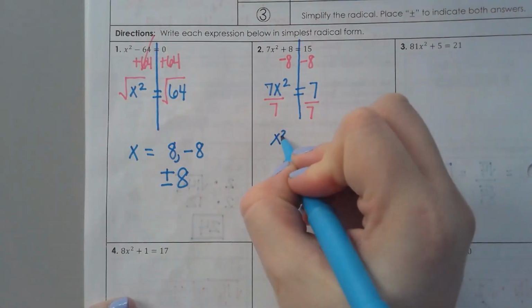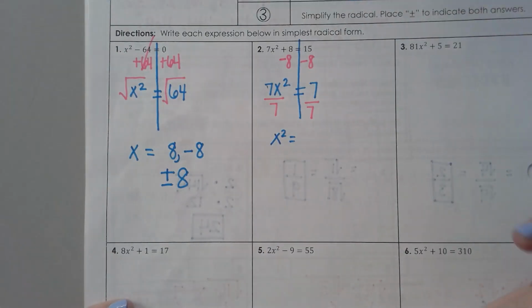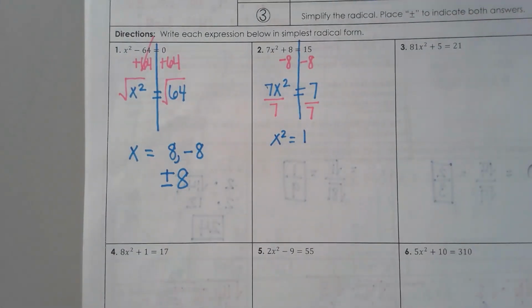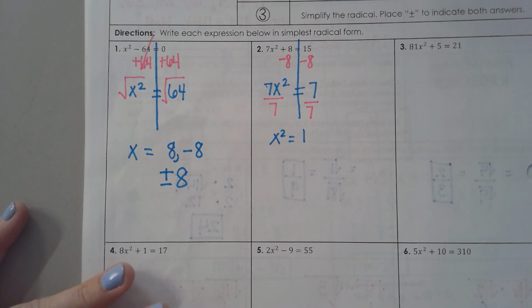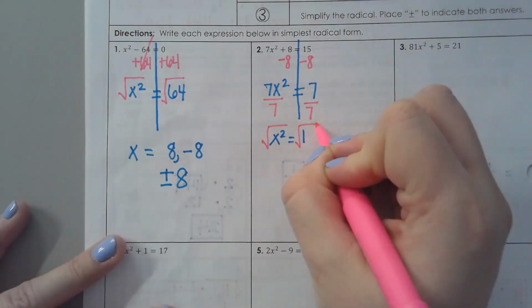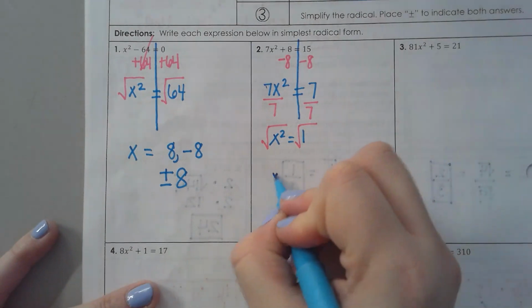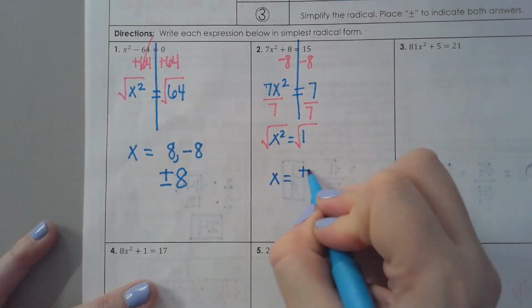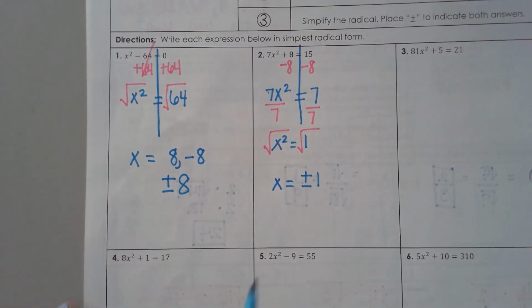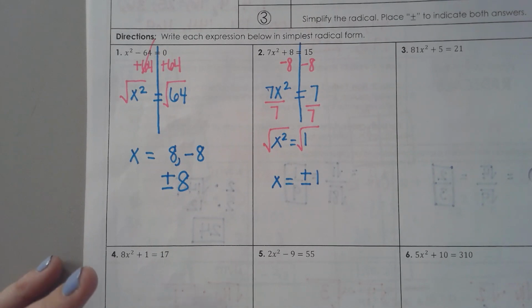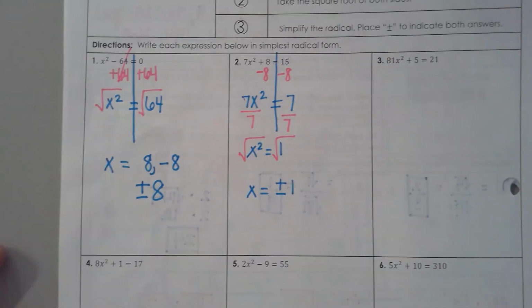And I get x squared equals what? 1. 7 divided by 7 is 1. And then how do I get rid of the squared? Take the square root. And what is the square root of 1? 1. But make sure you include negative 1 as well. You can put 1 and negative 1, or you can put plus or minus 1. Are there any questions? Okay.